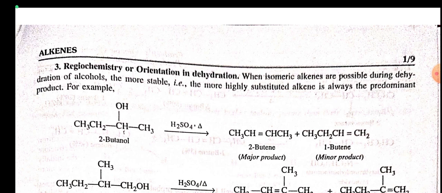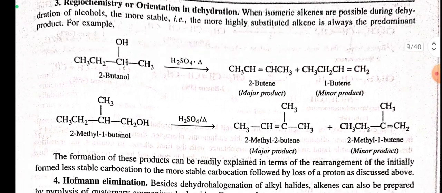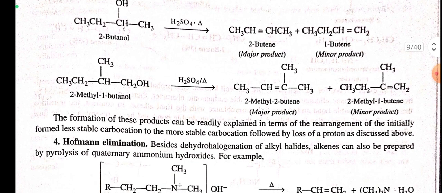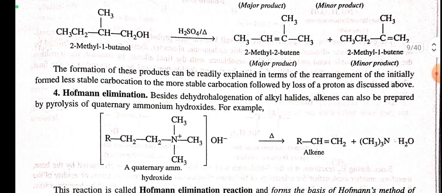Regiochemistry or orientation in the dehydration. When isomeric alkenes are possible during dehydration of alcohol, the more stable, more highly substituted alkene is always the predominant product. For example, 2-butanol reacts with H2SO4 in presence of heat, giving 2-butene as major and 1-butene as minor. The formation of these products can be easily explained in terms of rearrangement of the initially formed less stable carbocation to the more stable carbocation, followed by loss of proton.